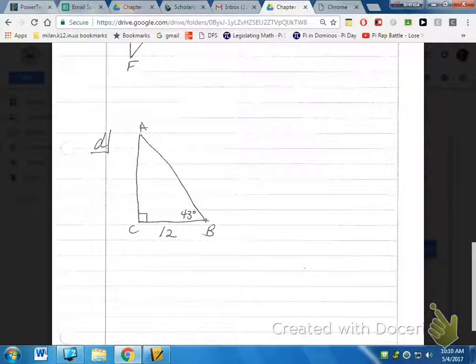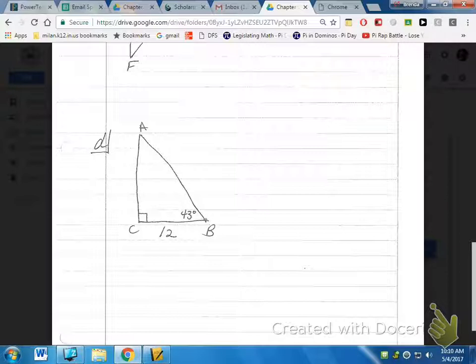This is lesson 10-6, trigonometric ratios, day 2, part 2. Our last example is a triangle ABC. It is a right triangle, and we are told to solve the right triangle. Angle B is given as 43 degrees, and side BC is given as 12.